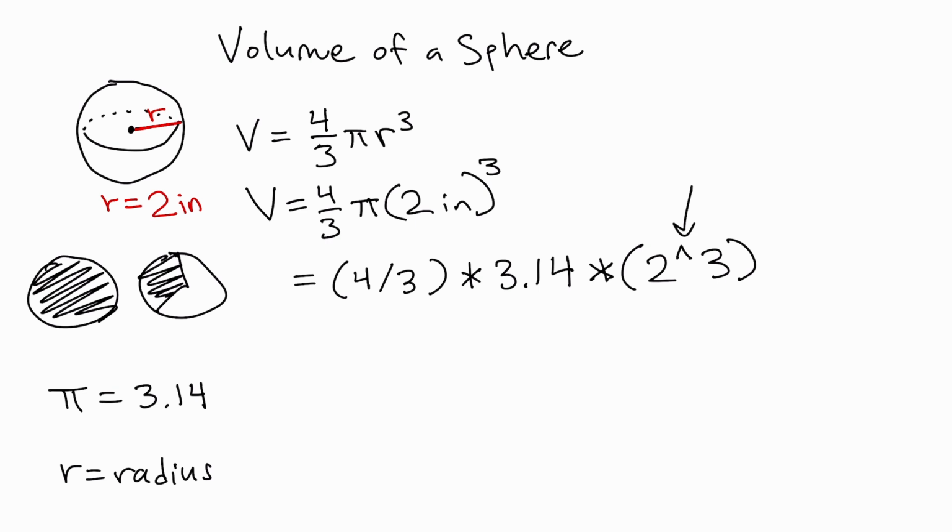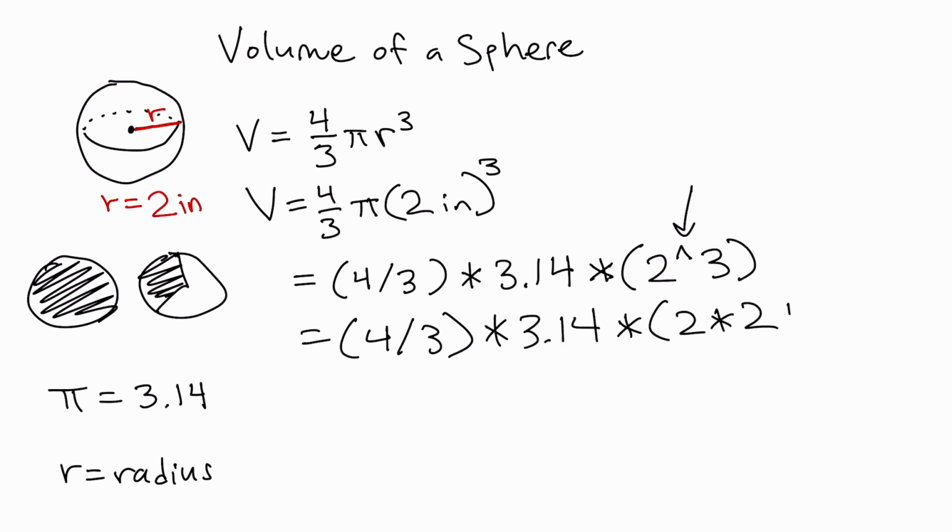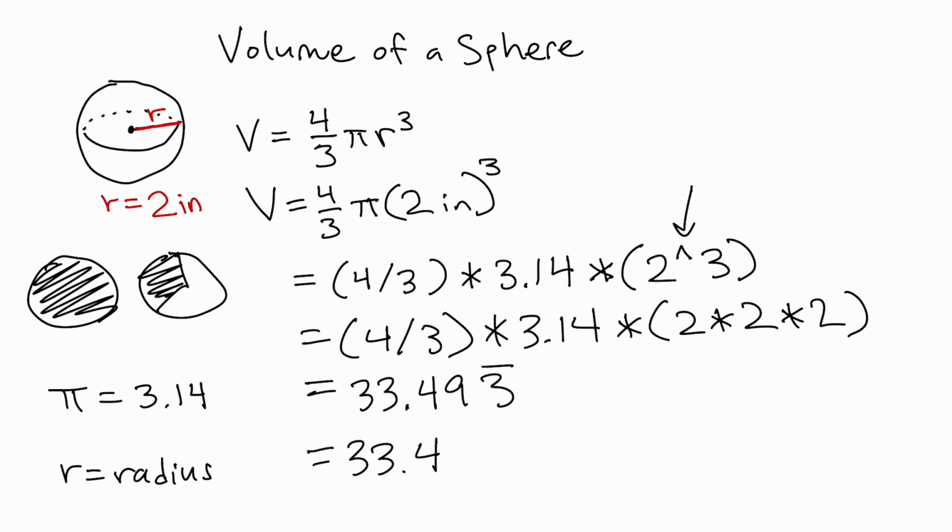Now, if you can't find this exponent symbol on your calculator, you can also write this with the 2's as 2 times 2 times 2, like this. Alright, and then after plugging all this into our calculator, we get 33.493333 repeating. So I'm just going to round that to 2 decimal places and say my answer is 33.49.